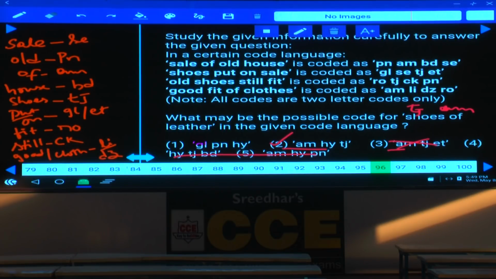Done? Now, yes, at what time did we start here? 35. Now the time is 49. 35 to 49, how many minutes? 14 minutes. Then tell me how many questions we have done with this.